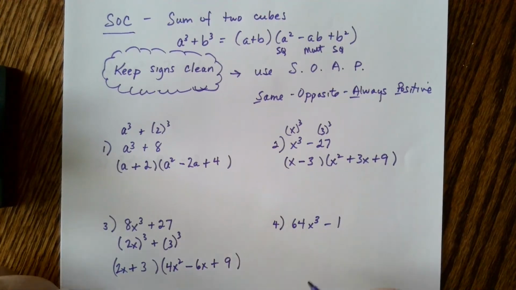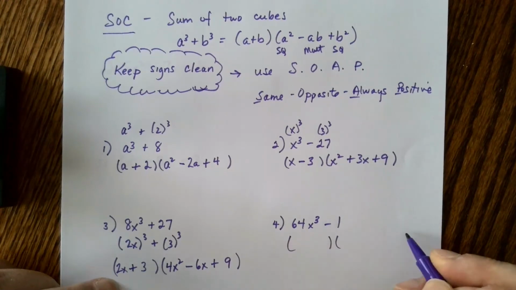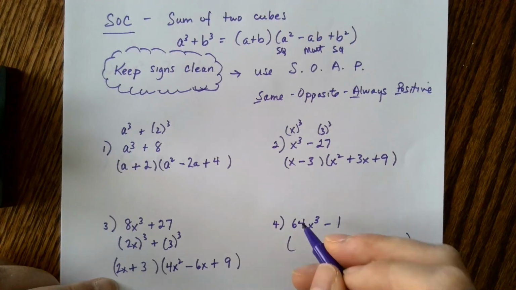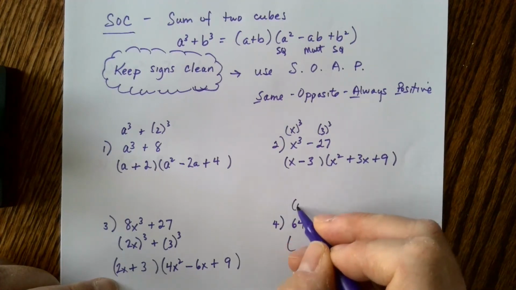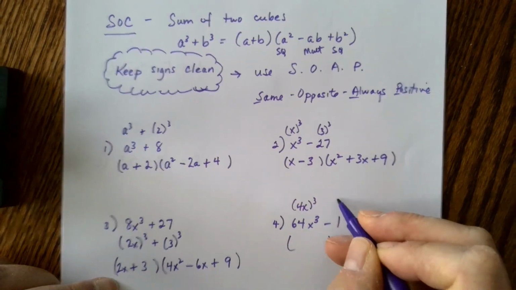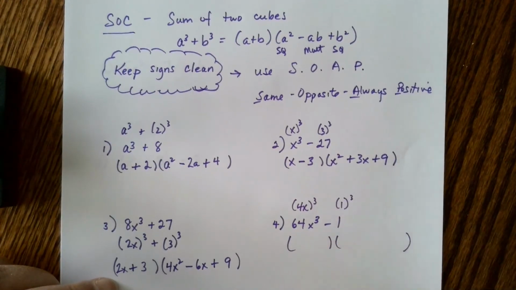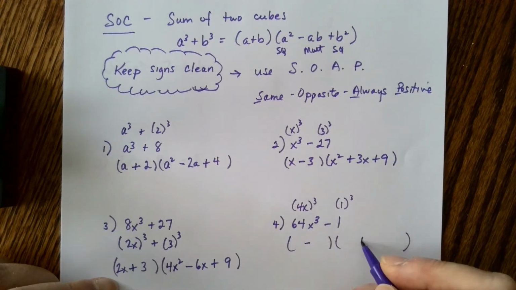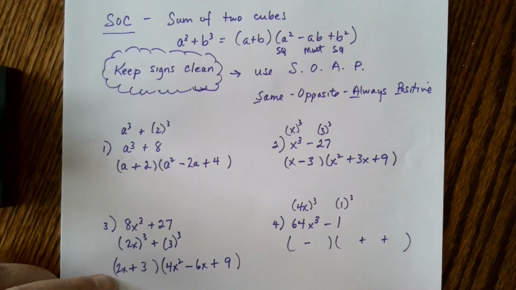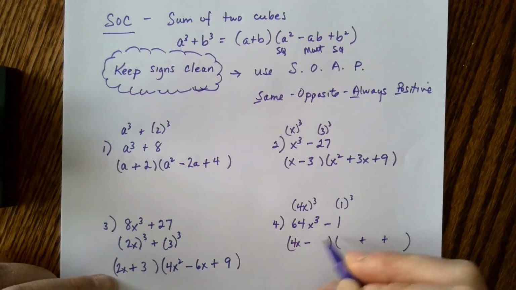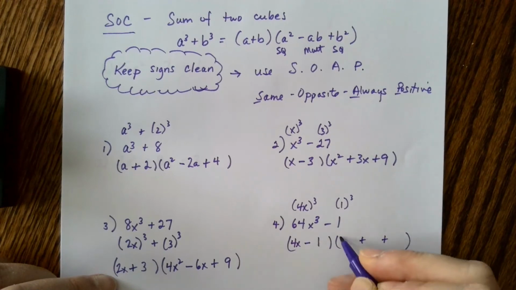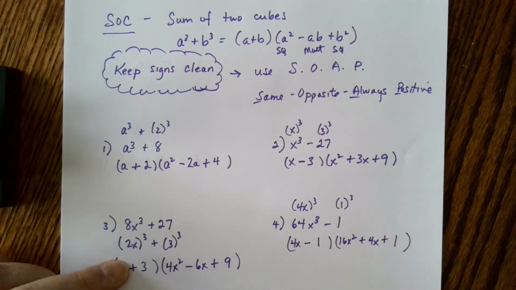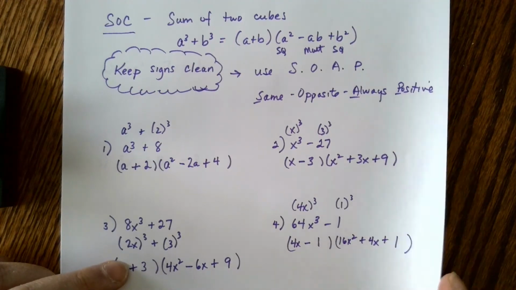Let's work this last problem. Again, you could pause the video if you'd like to do it yourself. Again, I can rewrite 64 as 4x to the third power, and of course the 1 is just 1 to the third power. Keeping my signs clean, same, opposite, always positive, 4x, and then the 1, and now I'm going to square, which is 16x squared, multiply, and square. And that's how you factor perfect cubes.